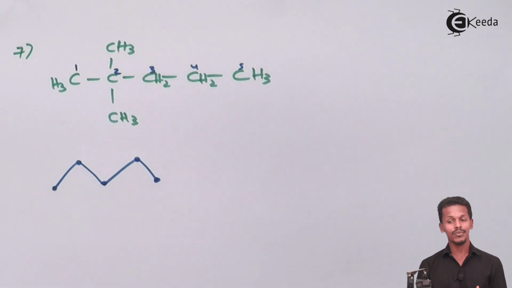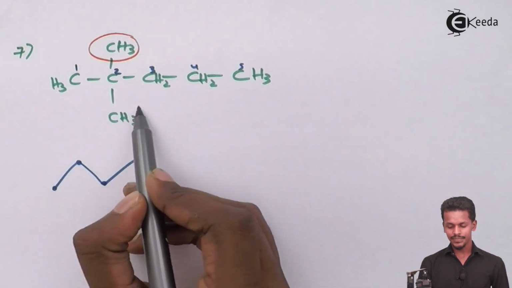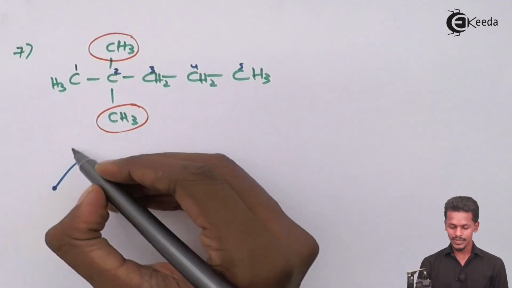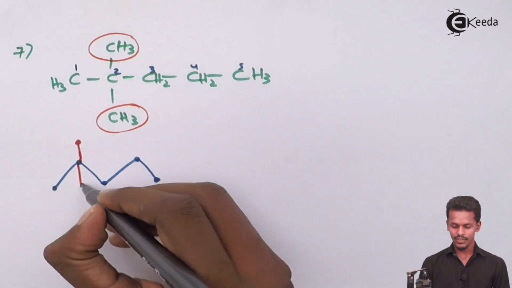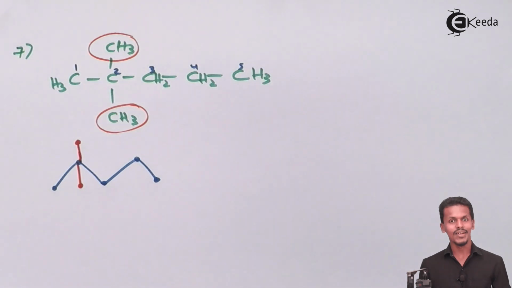And in the second position, what I could see is methyl groups being present. So therefore I would attach one on the second position here, and again on the second position. So this is the bond line formula of this structure that we have.